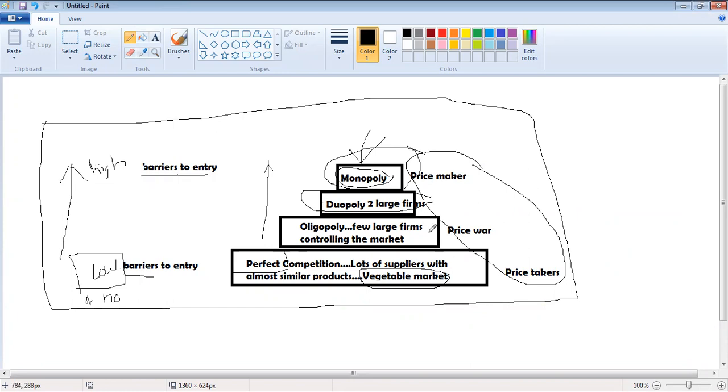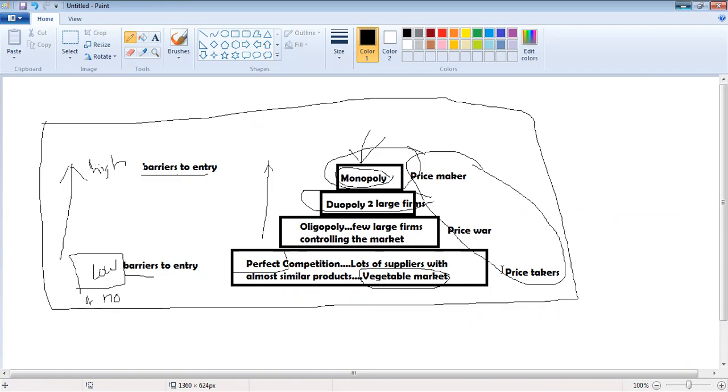But if you're sitting somewhere in oligopoly, yes, maybe you can control the price, but be careful, because the other firms might take revenge as well. They might also call it retaliation. They might also cut down their price, and then you'll be in trouble. Ultimately, all of you will lose money. So be careful about what you do.